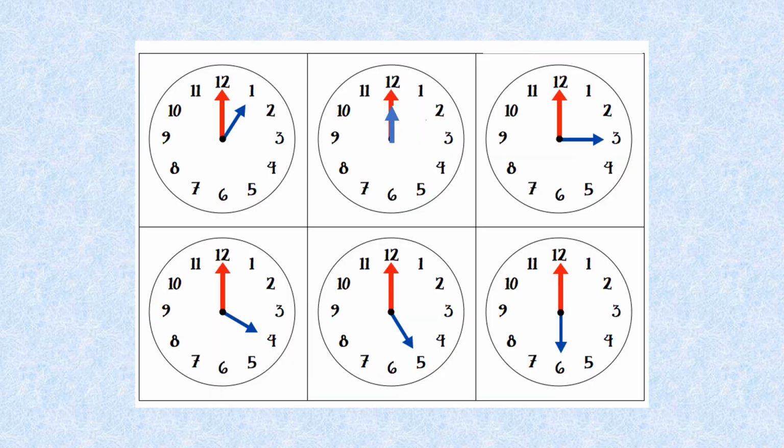In the given slide, in the first clock, we will just read the minutes hand which is at 12 and the hour hand is at 1. So, the time will be read as 1 o'clock. In the similar way, in the other clocks, the time is 12 o'clock, 3 o'clock, 4 o'clock, 5 o'clock and 6 o'clock respectively.